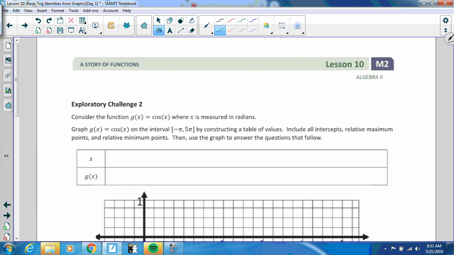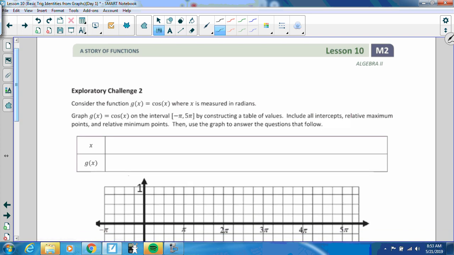I think so, something like that, right there. Yeah, Exploratory Challenge 2. This is going to be cosine. So, it's going to shift a little bit.